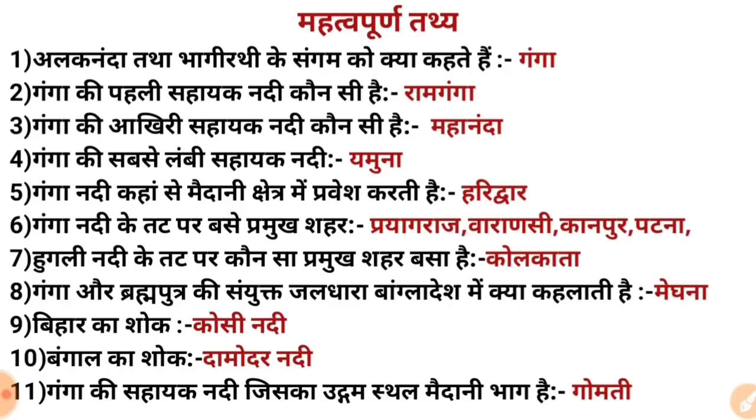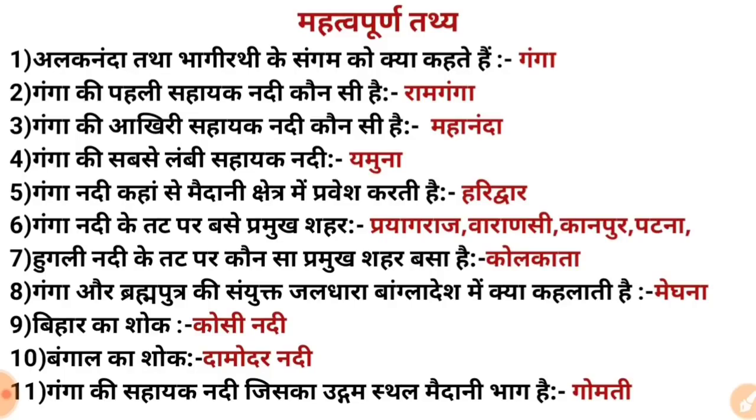After that, what is the combined water stream of Ganga and Brahmaputra called in Bangladesh? So tell me, what is it called? It is called Meghna. Ganga is called Padma. Brahmaputra is called Jamuna. And when these two streams meet, it is called Meghna. Remember, another river Meghna joins it. That is why it is named Meghna. But mostly the question asked is, what is the combined stream of Ganga and Brahmaputra called? It is called Meghna.